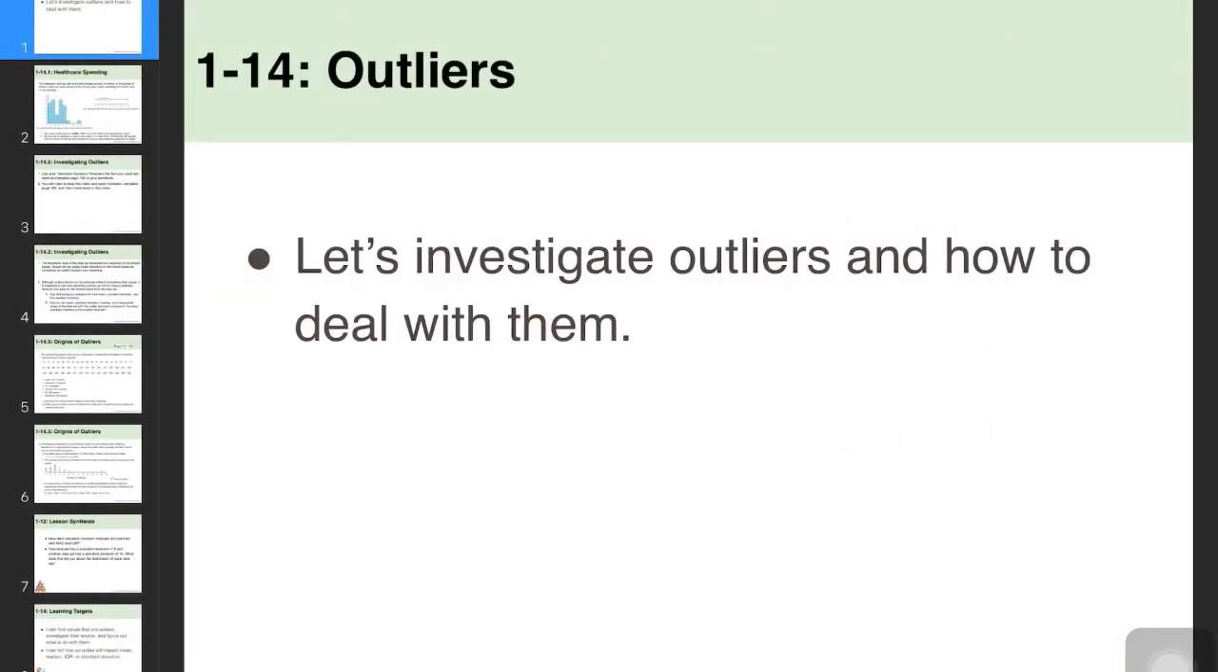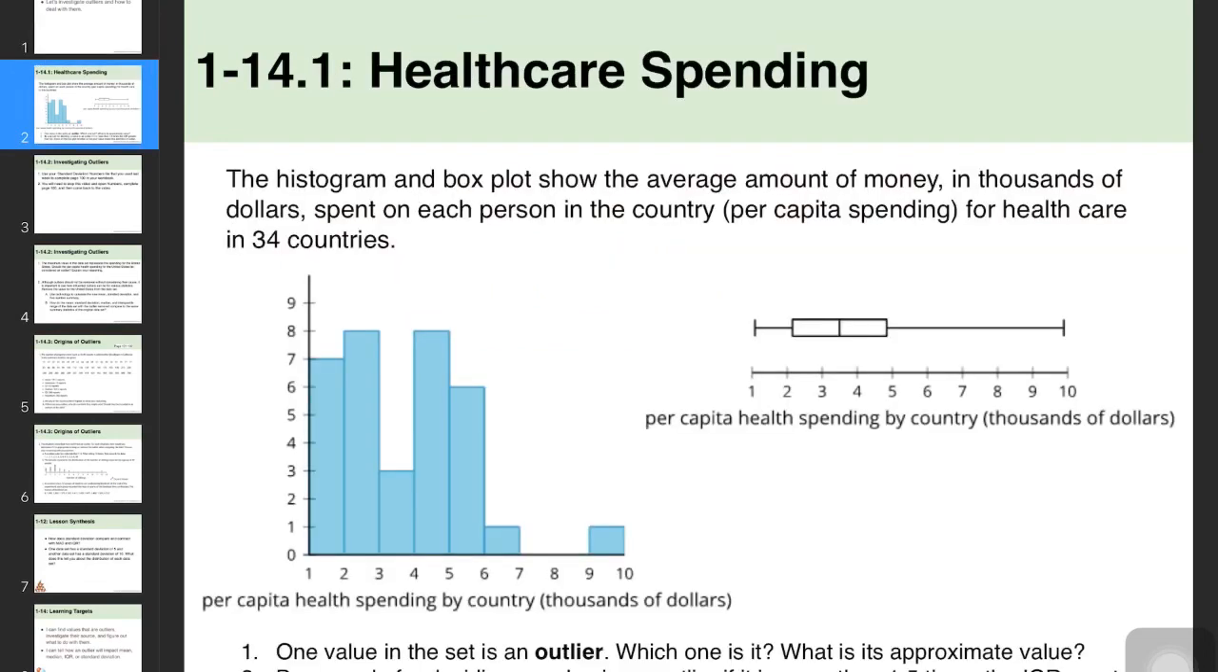Hi, 8th graders. Today you're going to be doing lesson 14, which is dealing with outliers. You're going to be investigating what outliers are, how to determine if something is an outlier, and then what to do about it. So your first activity in your book for lesson 14 is looking at a histogram and a box plot with healthcare spending.